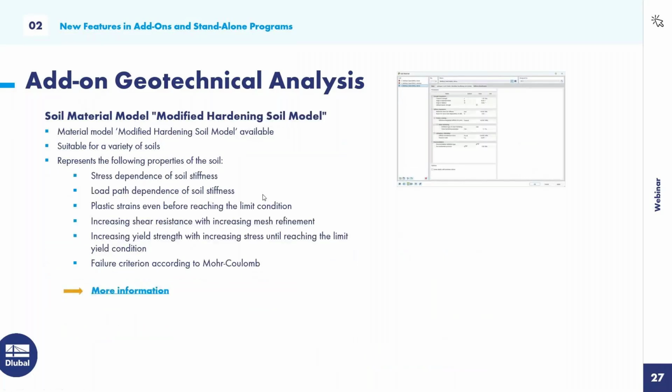The soil material model, the modified hardening soil model, is also available now. It maps the realistic properties of soils such as stress and load path dependency, plastic strains, and the increase in shear strength and yield strength. This enables a more precise geotechnical analysis and optimizes the planning of structures in the ground.